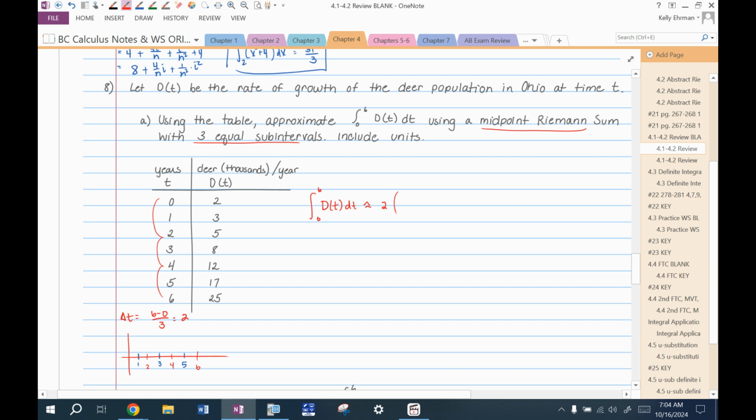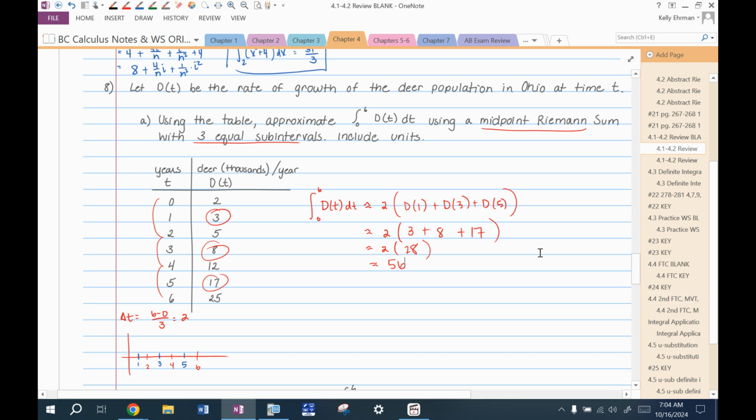and then we're using the function height. Like I said, I'm going to use the odd numbers. So d of 1 is the midpoint of the first rectangle, plus d of 3, plus d of 5. And we get those numbers from the table. So d of 1 is 3 plus 8 plus 17. That's 2 times 28. And that would be 56.